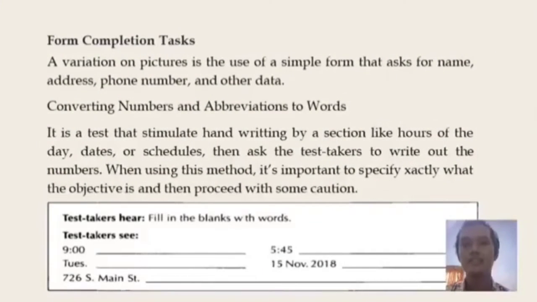Form completion task. In this task, a variation on picture cued text is the use of a simple form like a registration or application that asks for name, address, phone number, and any other data. Assuming, of course, that prior classroom interaction has focused on filling out such a form, this task becomes an appropriate assessment of simple tasks such as writing one's name and address.